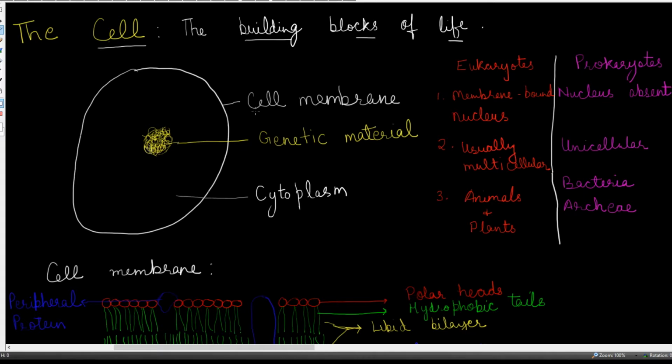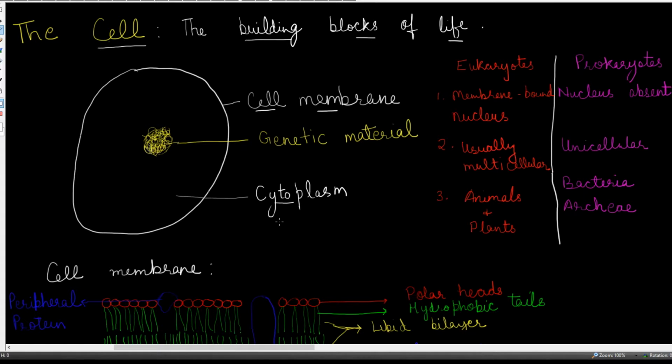These are the cell membrane, or we can say the boundary of the cell, which separates the inside of the cell from the rest of the environment. The genetic material in the form of DNA. And the volume inside the cell membrane is filled with a semi-fluid matrix known as the cytoplasm.